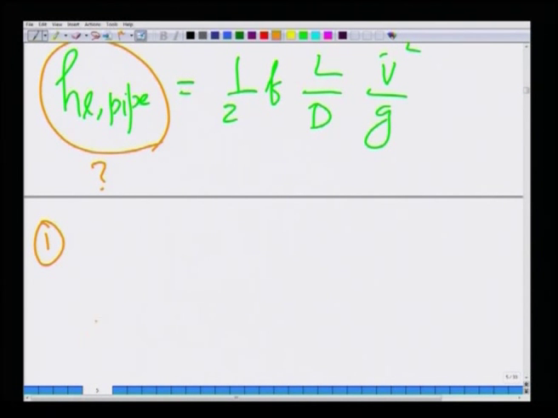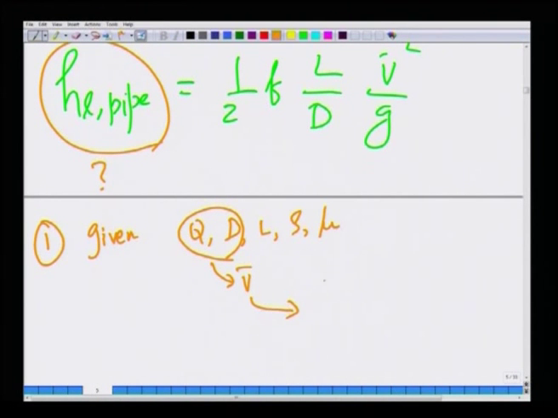In class 1 questions, we are given the volumetric flow rate, the pipe diameter, the length, the density of course, and viscosity, the nature of the fluid. Volumetric flow rate and diameter essentially means we are given the average velocity. This means that we can calculate the Reynolds number. Once we know the Reynolds number, we can use friction factor charts to find the friction factor. Once you know the friction factor, you can find the major loss through this expression.